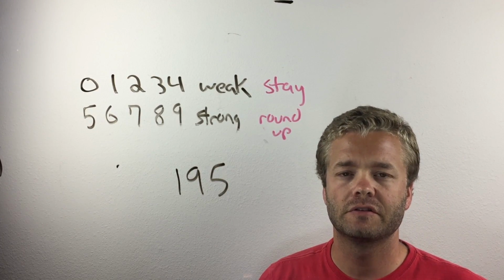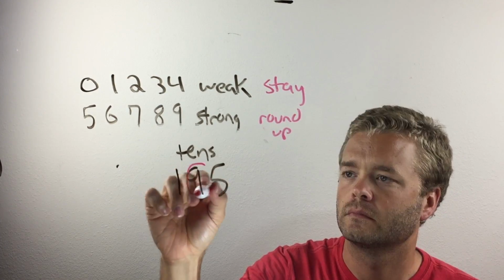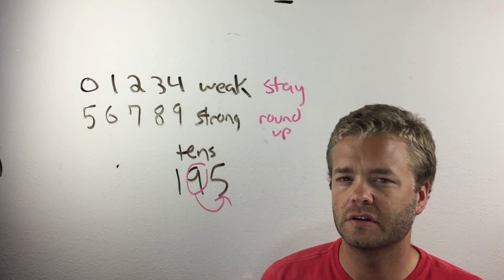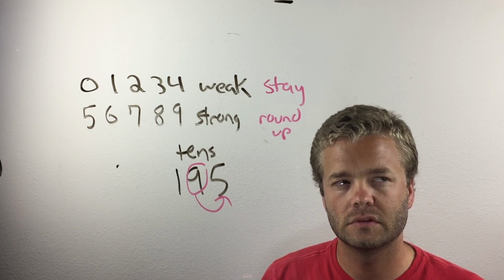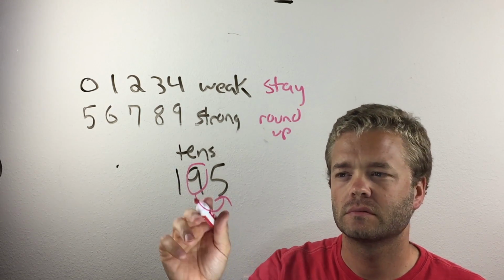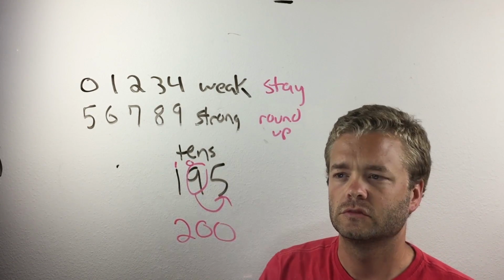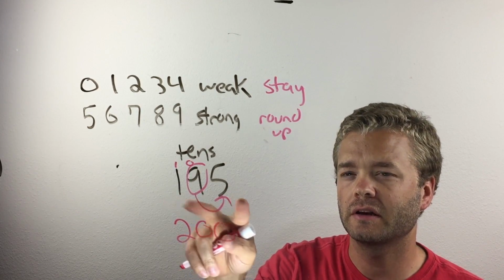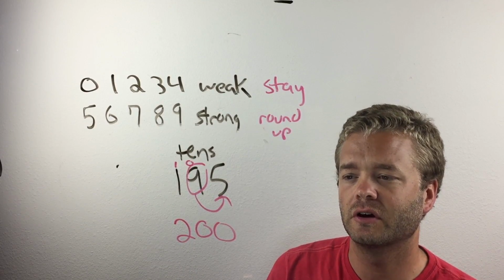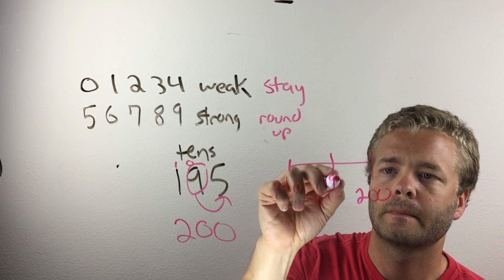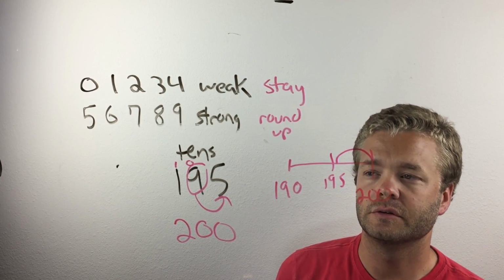Now I'm going to try to confuse you. Let's round to the tens. The 5 is strong, so the 9 goes up. What's above 9? 10. So what happens? Above 9 is a 10, so you have to roll it over. It's 200. Remember the number line? Is 195 closer to 190 or 200? It's closer to 200.